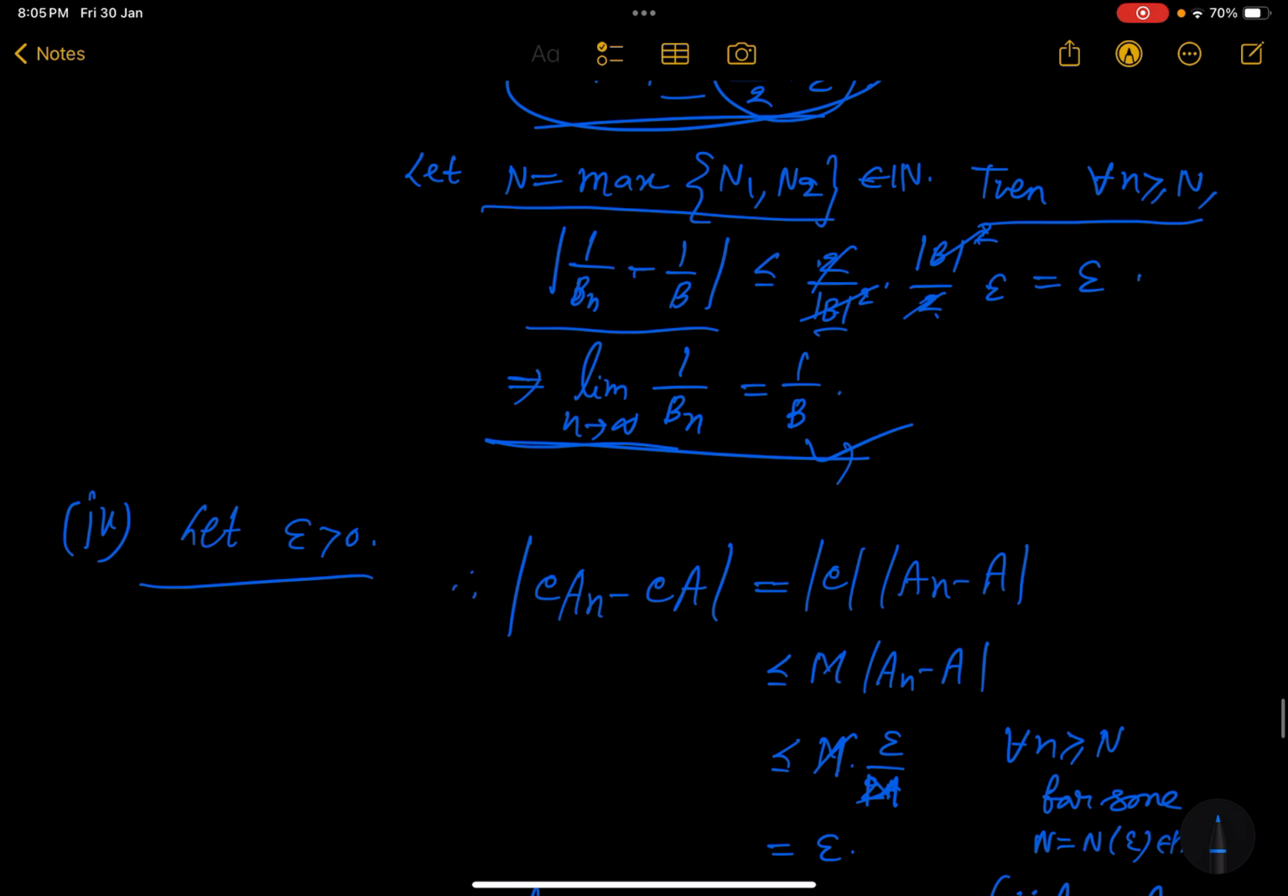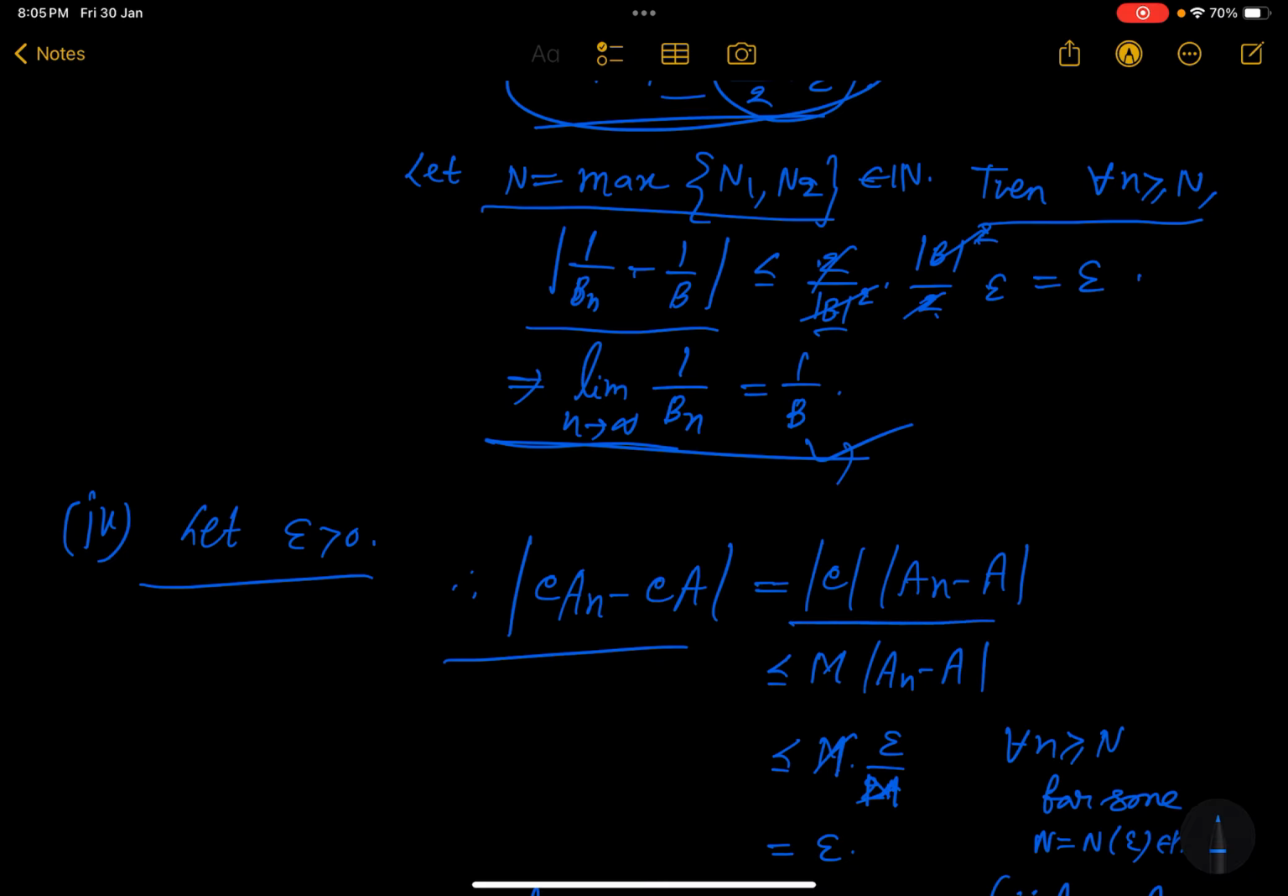The third one: let epsilon be positive and c belongs to R, any real number. Consider this. If c is 0, then this will be 0, so we'll get the null sequence. The proof is fine, but whatever c is, we can start. There is nothing but this.